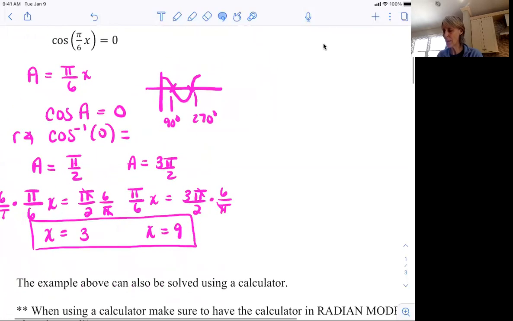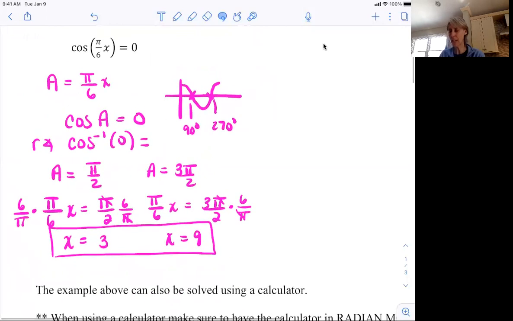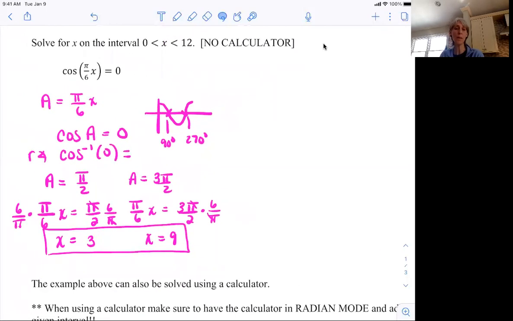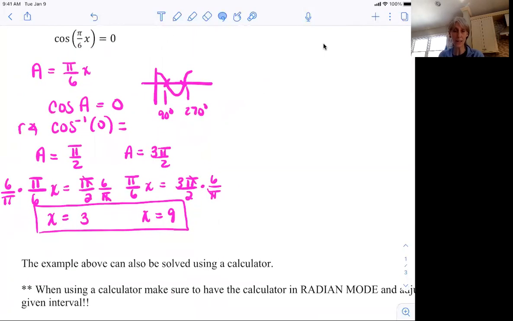Okay, and this is what I meant yesterday. This actually came from a calculus problem. And this is how they generally set them up, so that you're able to solve them on a given interval and you get your solutions. And that's that. Okay, that's how easy this is.